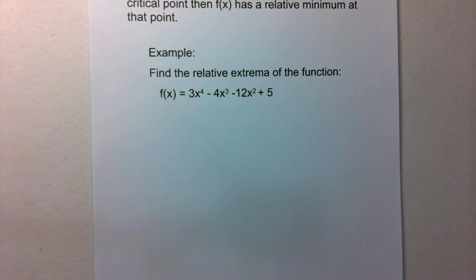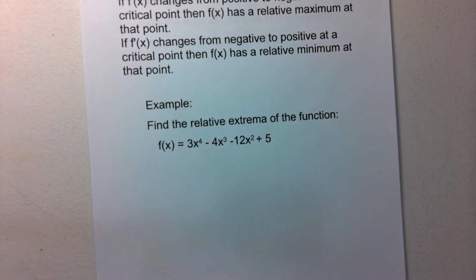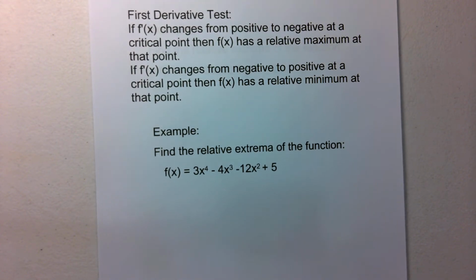So let's go ahead and get started. Oh, our first derivative test, I guess, as well, we should talk about. If f prime of x changes from positive to negative at a critical point, then f of x has a relative maximum at that point. If it changes from negative to positive, then it has a relative minimum.